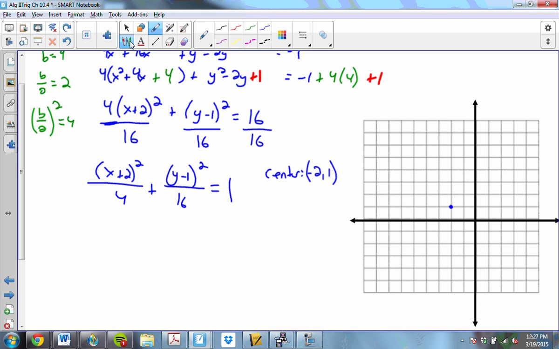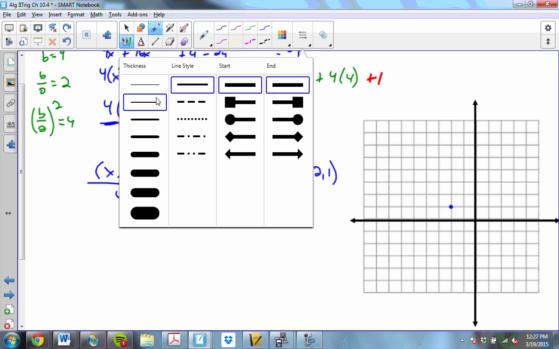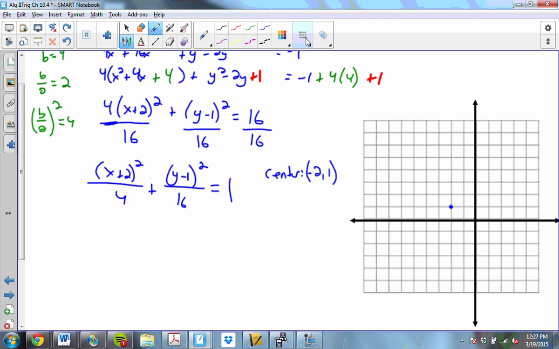Now I measure out some distances. This thing is going to move up and down 4, and left and right 2. My a value is 2, and my b, oh, this doesn't matter, just a and b. Square root of 16 is 4, square root of 4 is 2. So I go left and right 2, up and down 4, and I've got my ellipse. This one also had a vertical orientation like the last one did.